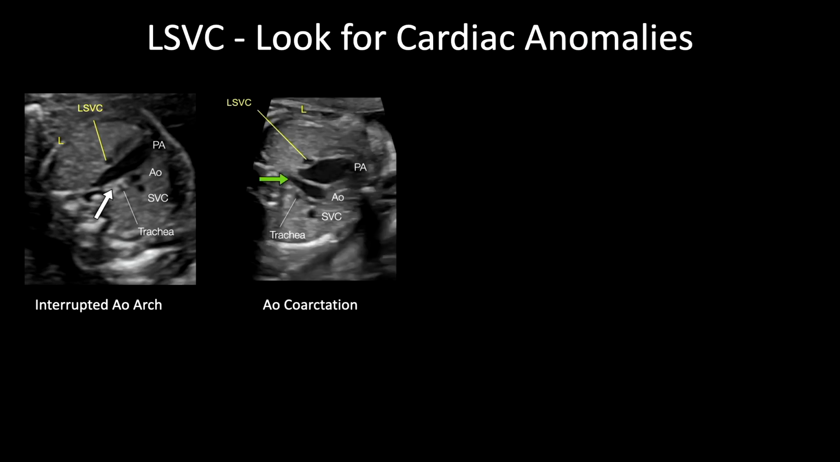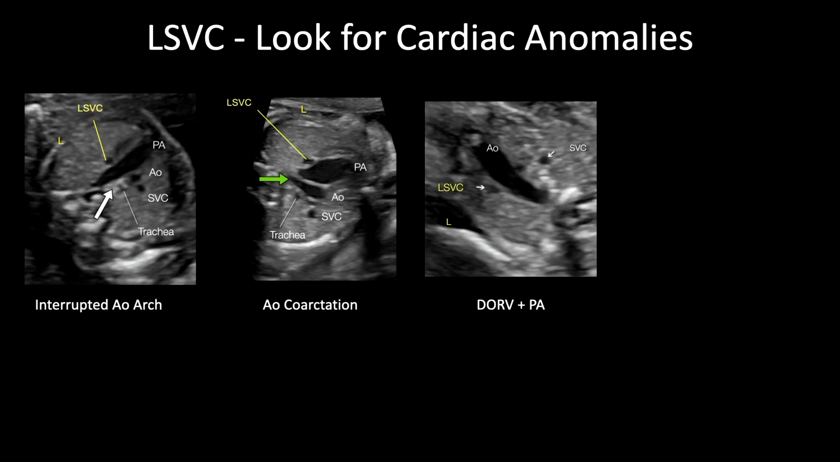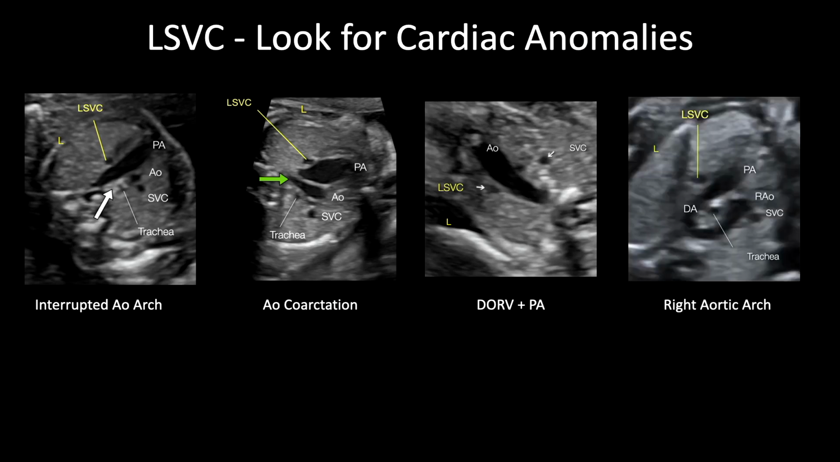interrupted aortic arch, with an aortic coarctation, double outlet right ventricle, and right aortic arches also. So when you see a persistent left superior vena cava, you need to do a fetal echo to make sure that the heart is normal otherwise.